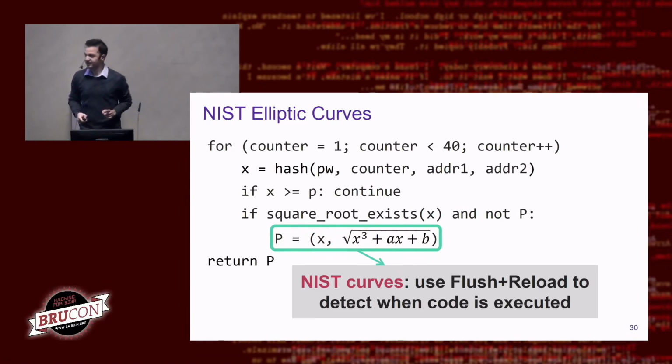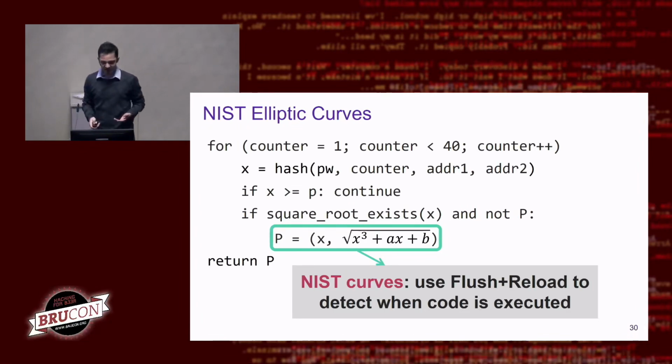There's one problem though, and this is that this code will always be executed at some point. It can be in iteration 1, it can be in iteration 10, it can be in iteration 30. So we don't just need to know that this code is executed, we also need to know in which iteration it was executed. And now the question is, how can we determine, using Flush+Reload, in which iteration it is executed?